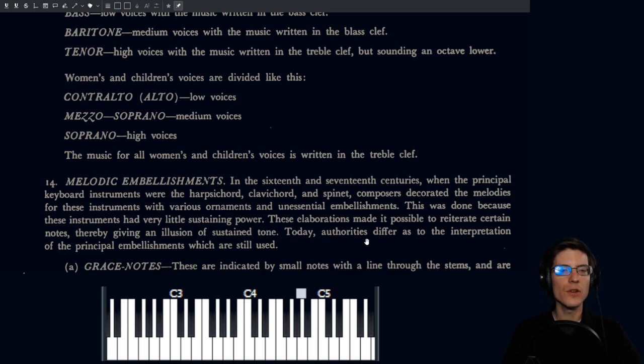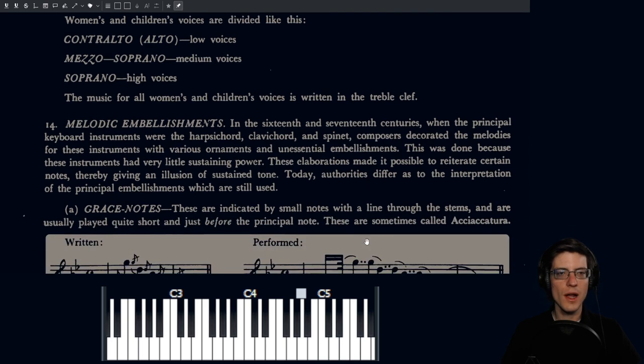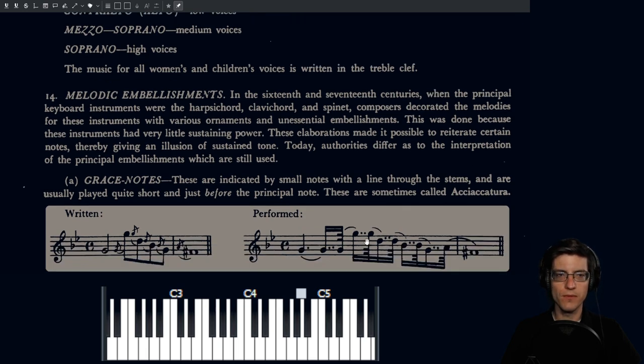Contralto, or alto, is low voices. Mezzo-soprano, medium voices. Soprano, high voices. The music for all women's and children's voices is written in the treble clef. Our final section, melodic embellishments.